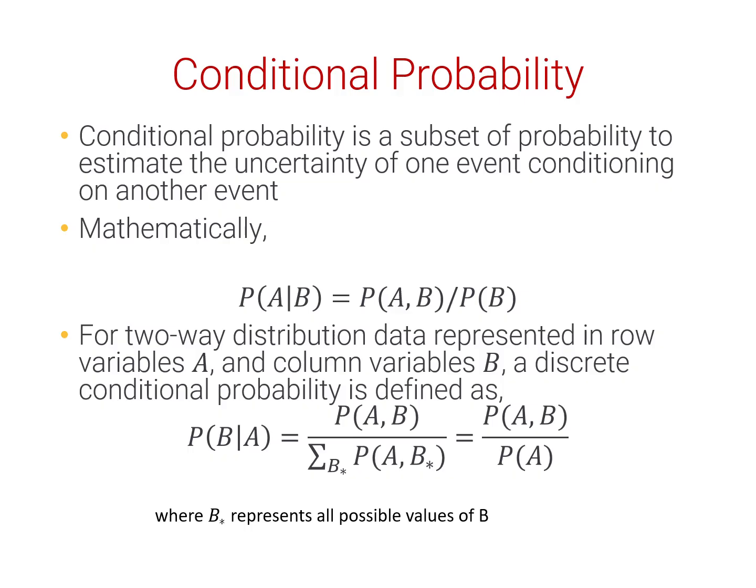Let's say the probability of having the risk factor is 0.2, and the probability of having both the risk factor and the disease is 0.05. To calculate the conditional probability of having the disease given the risk factor, we divide 0.05 by 0.2, resulting in a conditional probability of 0.25 or 25%.